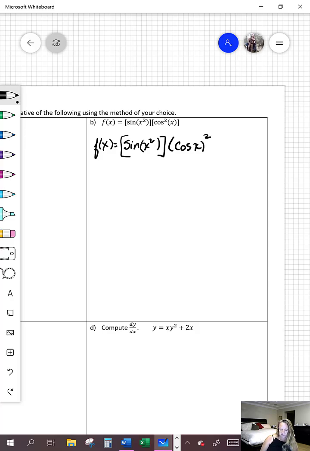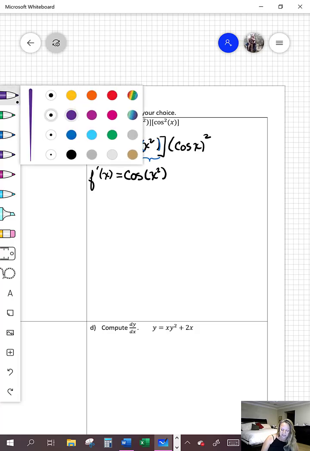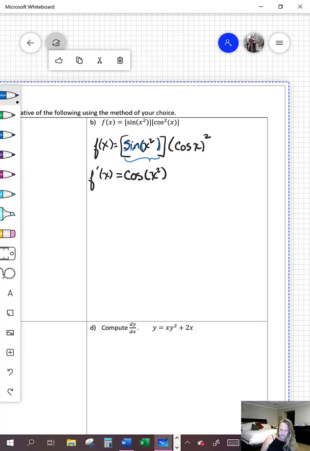So I notice when we take the derivative, we're going to have to use the product rule. And within the product rule, we're going to have to use the chain rule. And so when we take the derivative of this sine of x squared, the outer function is sine. And so the derivative of sine is cosine. Cosine of the inner function, which is x squared, times the derivative of the inner function. And the derivative of our inner function, x squared, is just 2x.